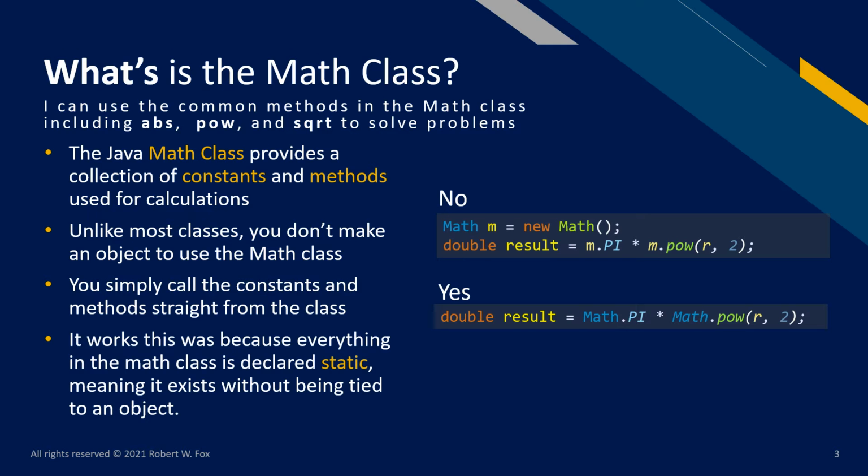The reason for this is that everything in the Math class is declared as static. Now, static is a new word for us, but in a long story short, it means that something exists without being tied to an object. So the constants and methods in the Math class exist even though we're not going to make a Math object.